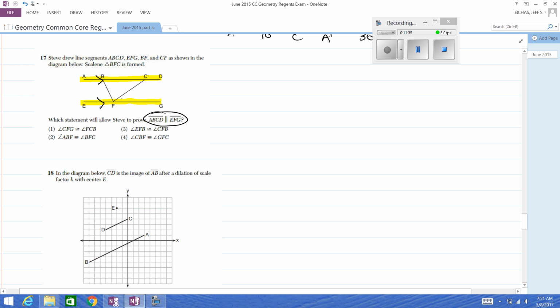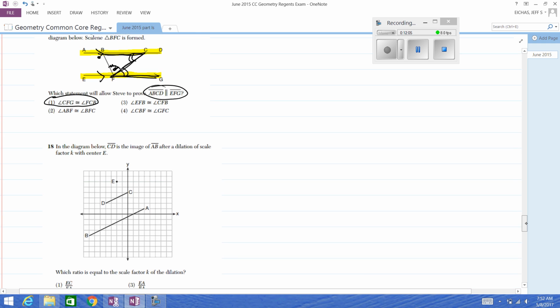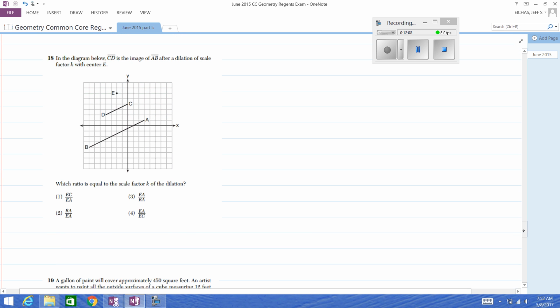CFG would be there, and FCB. That is a perfect pair of alternate interior angles right there. If those are the same, okay, I tell my students look for the Z or backwards Z or N. That's it right there. Now we can check the other ones, ABF, BFC. No, that's not going to work. That's this spot and this spot here. Not going to work. So go through and check the other ones. I'm sure they're not going to be alternate interior angles that we need. So next, let's see.